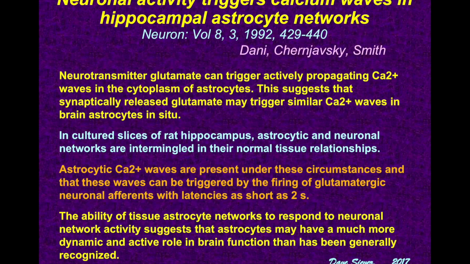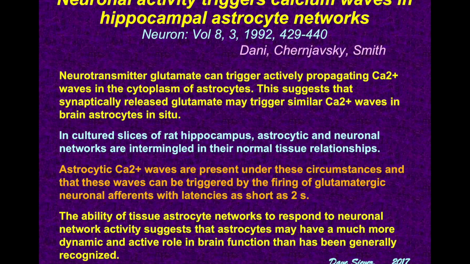Now, here are some things about astrocyte networks. Glutamate is an important neurotransmitter. It's active certainly during levels of cognition. It's very important for being able to think, reason, make executive decisions, process information, and so on. And it triggers calcium ion waves throughout brain tissue, which is picked up in the cytoplasm, or the cell structure, of astrocytes. And so this suggests that synaptically released glutamate may trigger similar calcium waves in brain astrocytes.